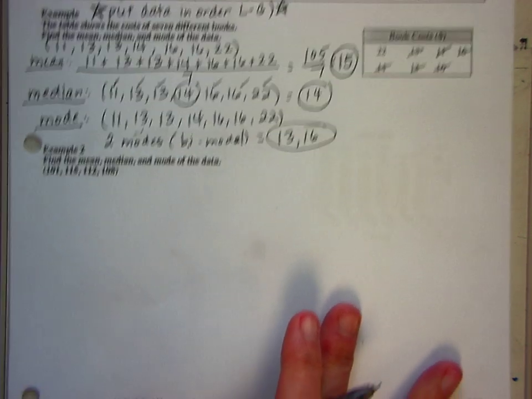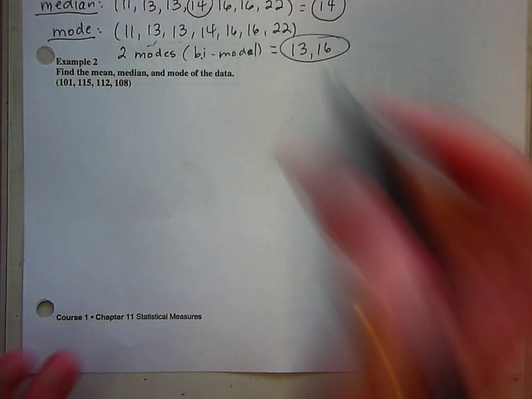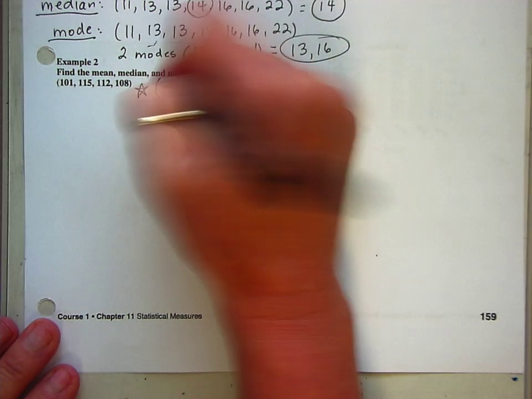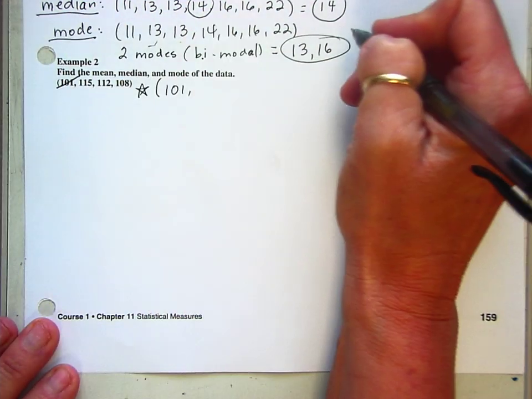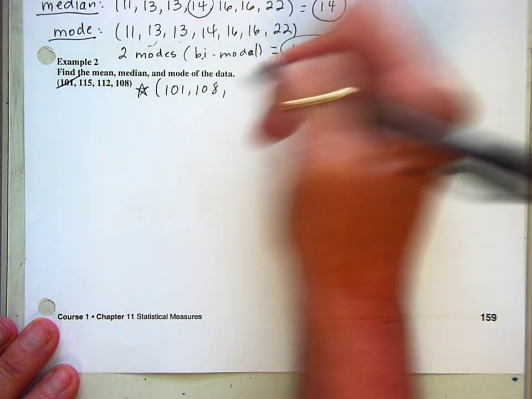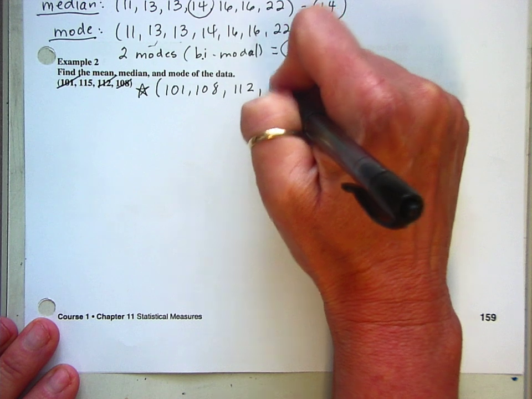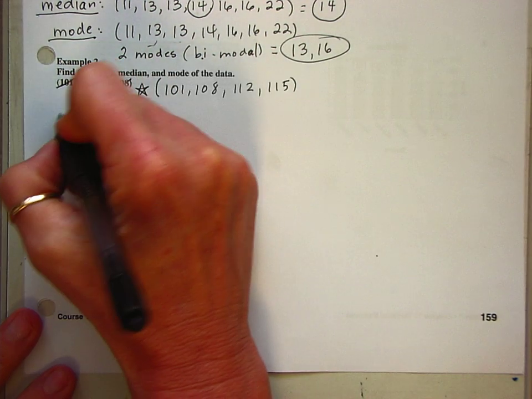All right, look at the next example. Find the mean, median, and mode of the data set. So the first thing we're going to do, and the most important, is put the data in order from least to greatest. So we have 101, 108, 112, and then 115.